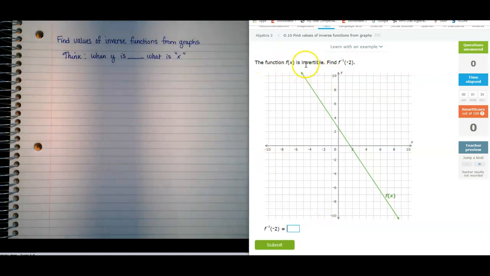So the function f of x is invertible. Find inverse of -2. So we're going to go on our y-axis to -2, and we're going to go over and say, okay, what is x when y is -2? Well, x right here on this axis would be 3 when y is -2.